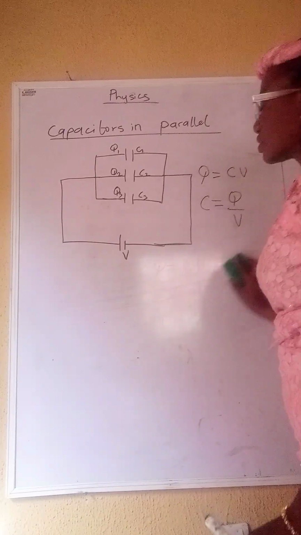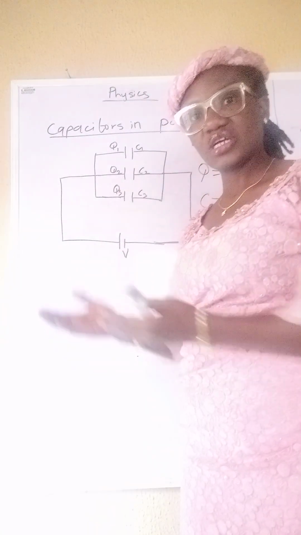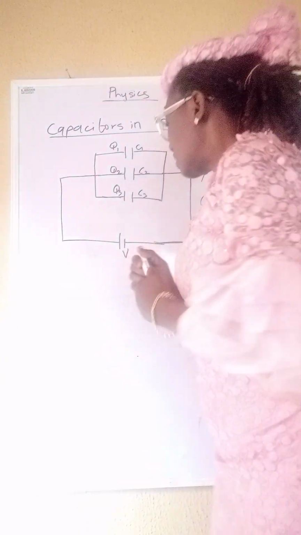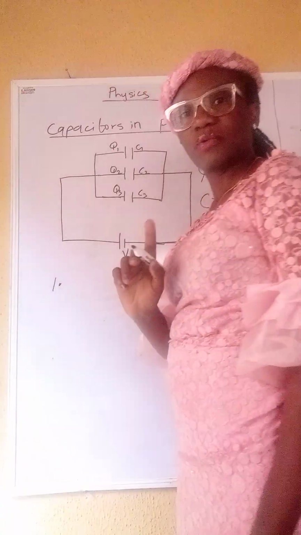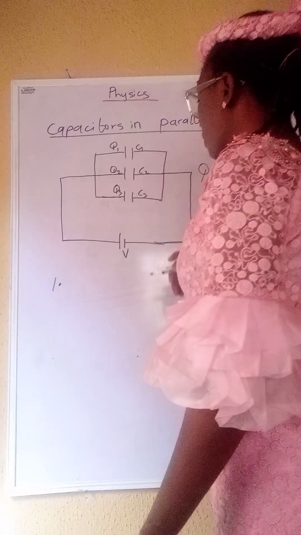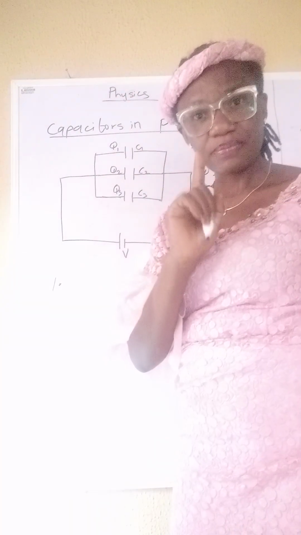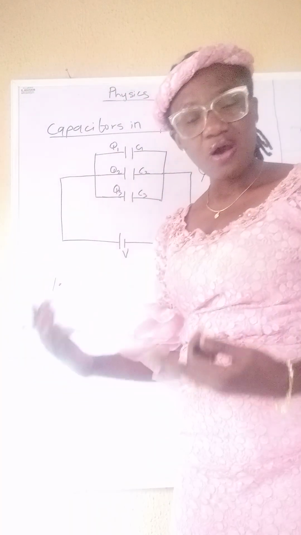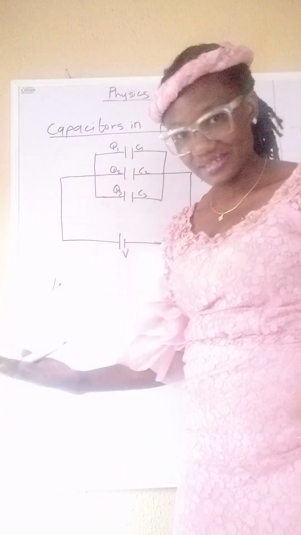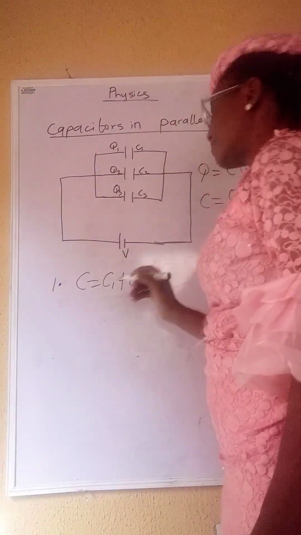Let's talk about capacitors in parallel. Now, if we have capacitors in parallel arranged as shown on the board, the following applies. Okay, follow me. Then we have one. This number one applies when a capacitor is arranged in parallel. So we have one, the equivalent capacitor, or the total capacitor, or the net capacitor, or the combined capacitor is given as C is equal to C1 plus C2 plus C3.